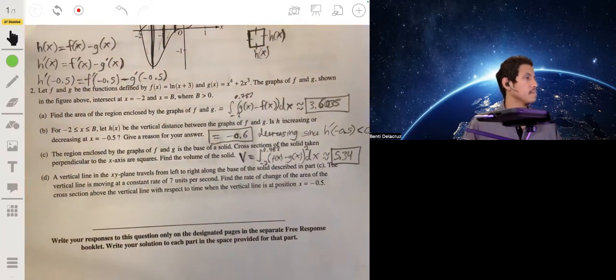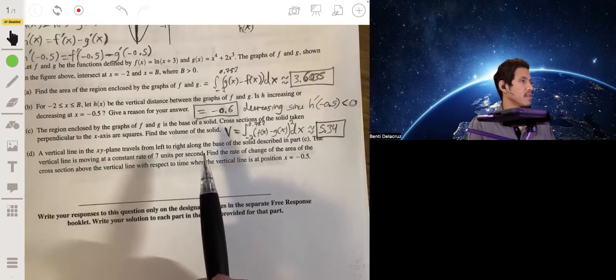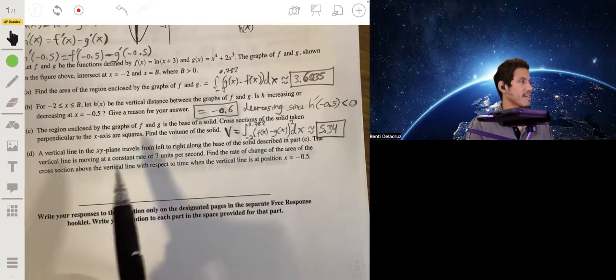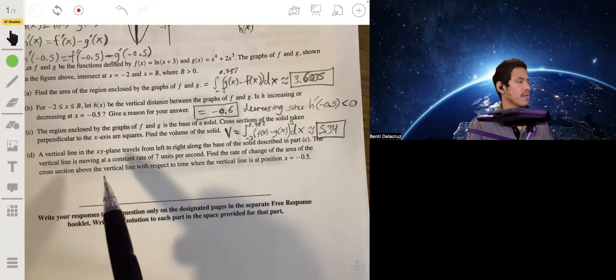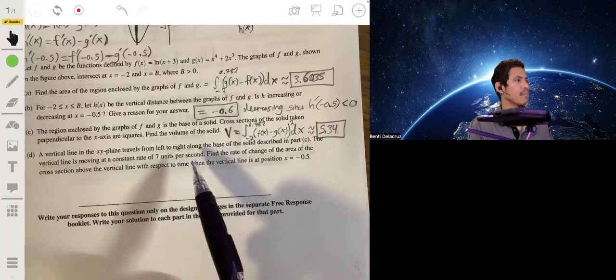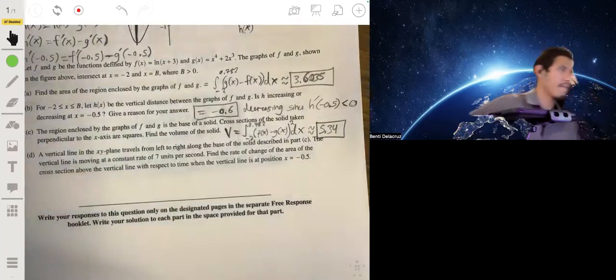All right, part D. A vertical line in the xy plane travels from left to right along the base of the solid described in part C. The vertical line is moving at a constant rate of 7 units per second. Find the rate of change of the area of the cross section above the vertical line with respect to time when the vertical line is at position x equals negative 0.5.